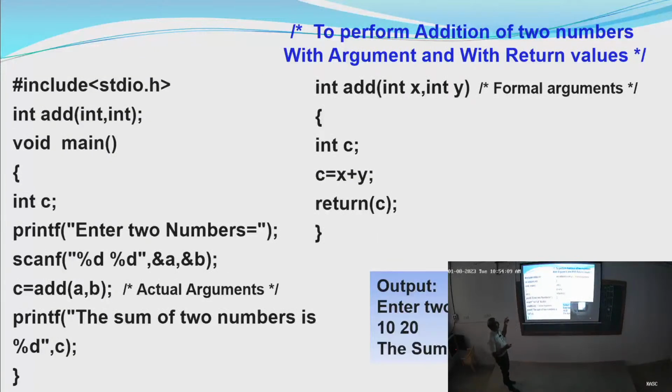The last one is with argument and with return type. In the main function we declare int, read two values, and C equal to add a comma b. That is, a and b are the arguments of the function.